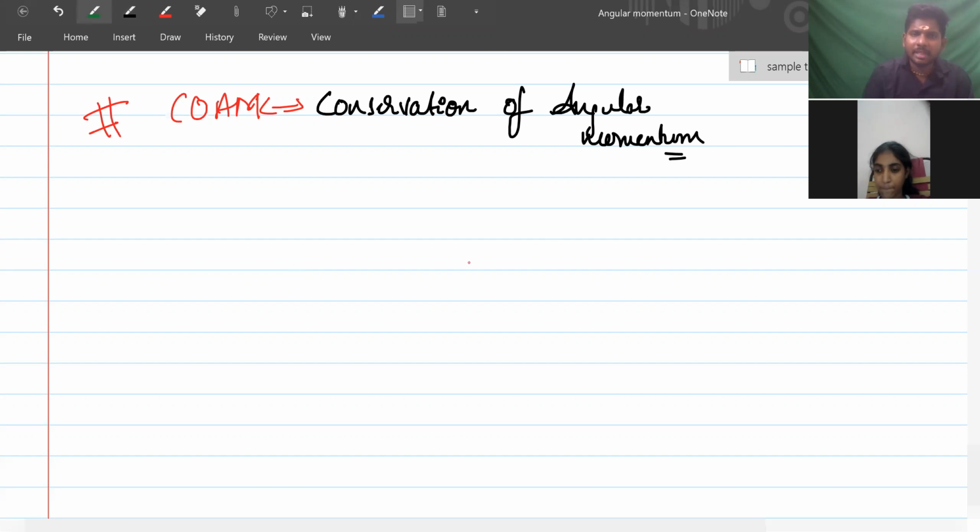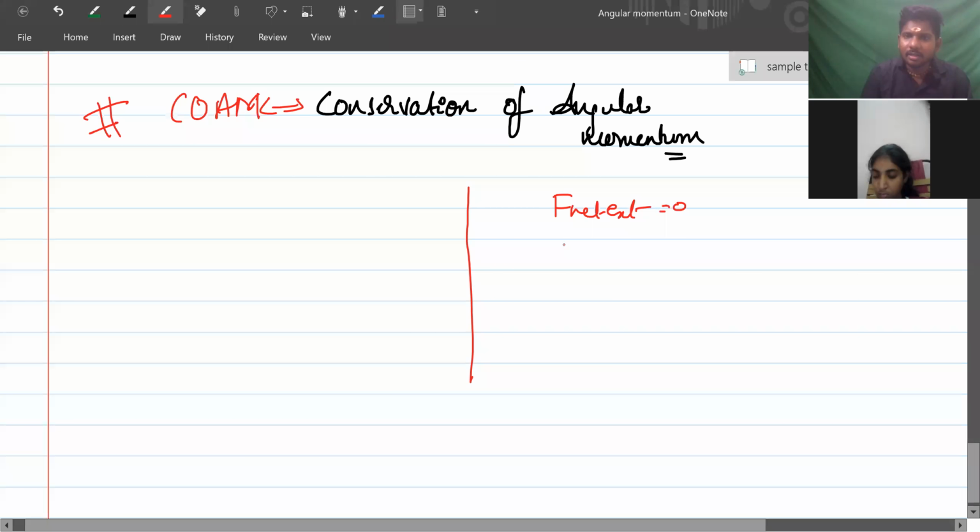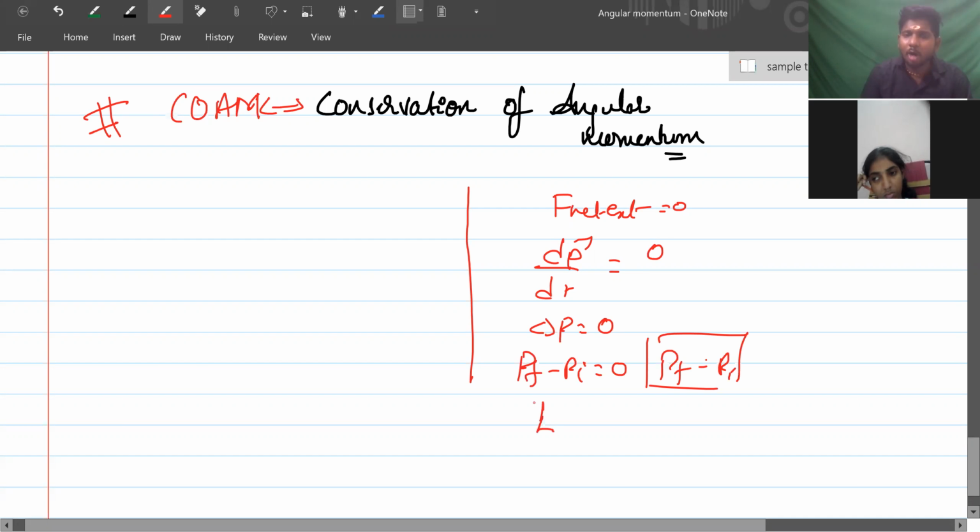In linear momentum, what did we study? You remember? If the net external force is zero, that means dp by dt will be zero. That implies delta p is equal to 0, so p final minus p initial is equal to 0, that is p final is equal to p initial. That means the linear momentum of the system remains constant. We have solved a number of questions on it, and I have sent you a video lecture on H.C. Verma, and you will find a number of questions on this. Linear momentum of the system will be conserved.